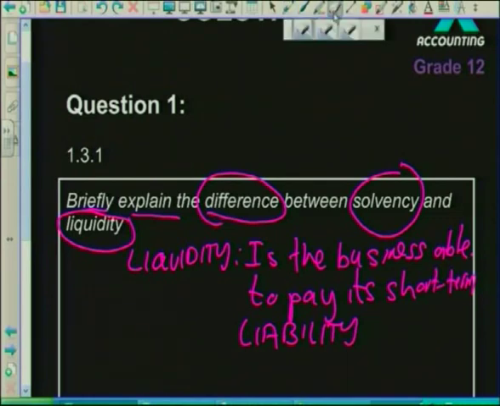Short-term liabilities. Now remember, when we talk about short-term liabilities, we are talking about current. Can the company pay its current liabilities? Like, for example, your creditors, your bank overdraft, your short-term loan, current liabilities. So that's what we mean by liquidity.